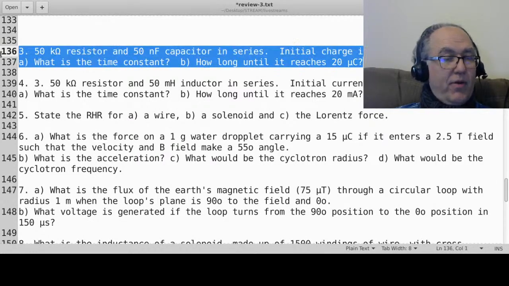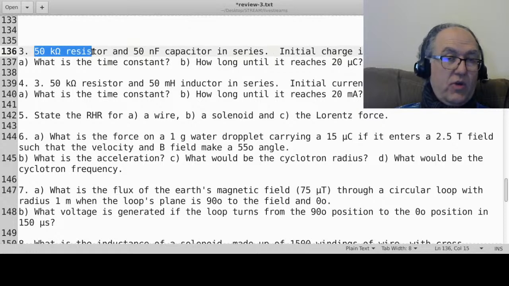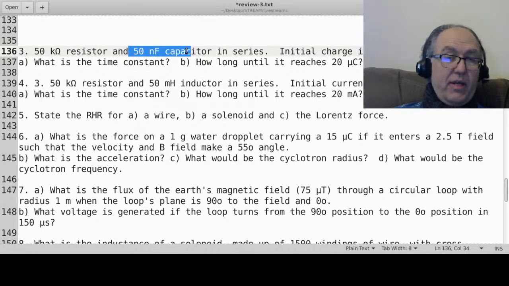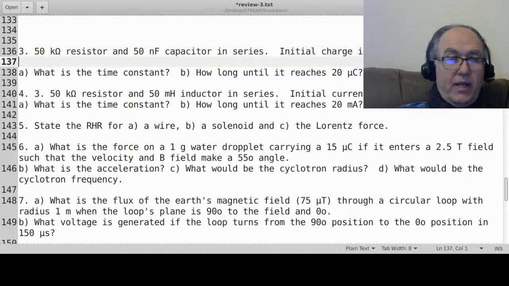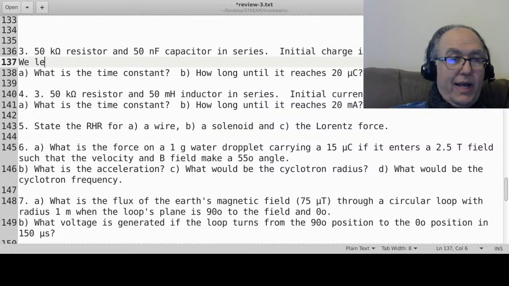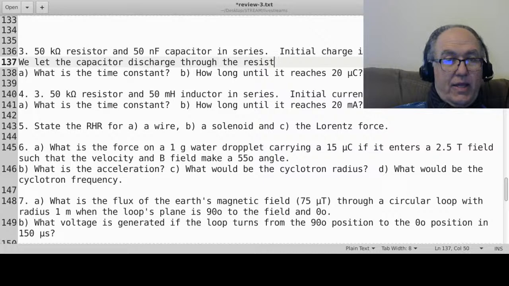So in this problem here, I did the exponential decrease. I said, look, we're going to take a 50 kilo ohm resistor, and we're going to put it in series with a 50 nanofarad capacitor, okay? And we're going to charge the capacitor to 100 microcoulombs to start with, okay? I should probably put another sentence in there: we let the capacitor discharge through the resistor. I think that's implied, but I'll say it, okay?